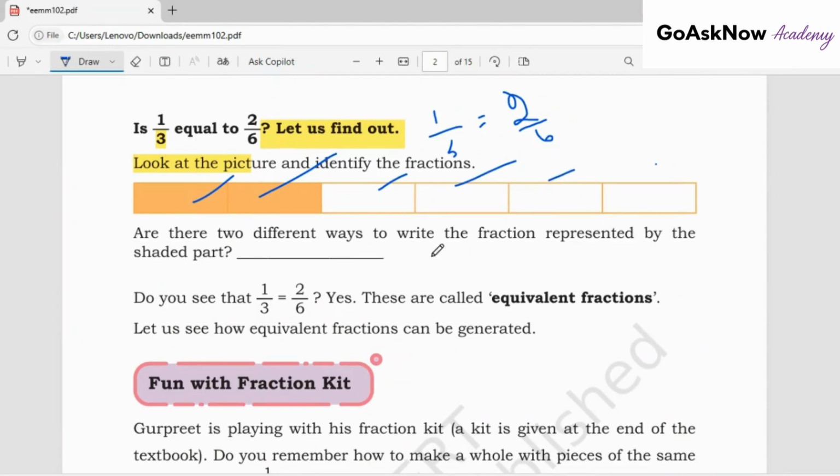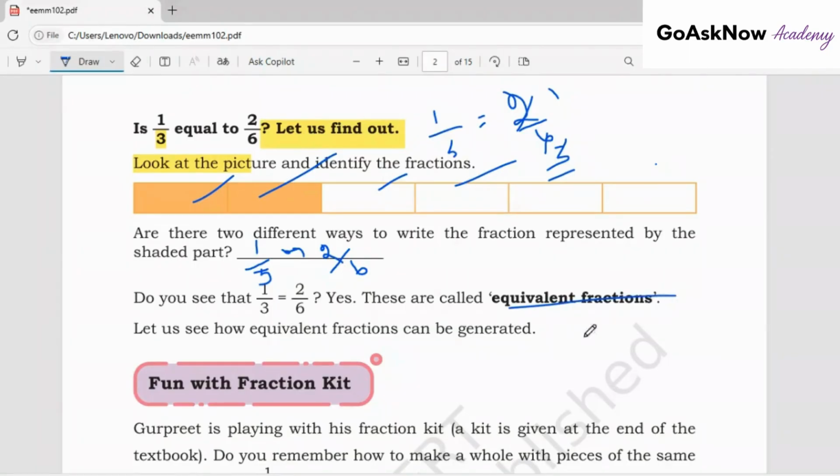Are there two different ways to write the fraction represented by the shaded parts? Yes. Here, while we are cancelling it, 1, this will be 3, which is 1 by 3. So we can write it as 1 by 3 or 2 by 6. Do you see that 1 by 3 and 2 by 6 are the same? Yes, these are called equivalent fractions.